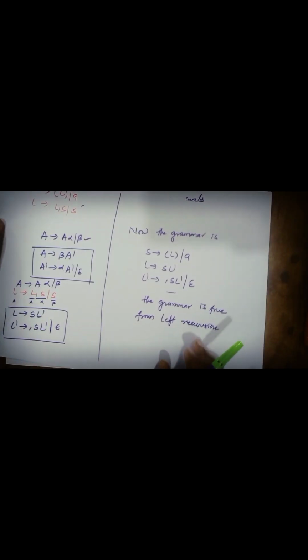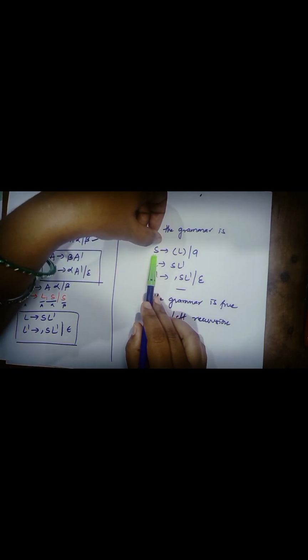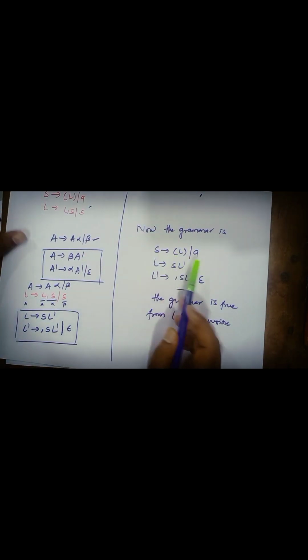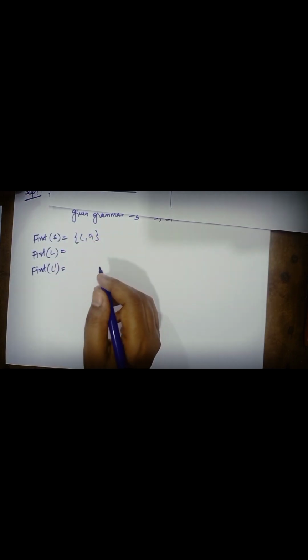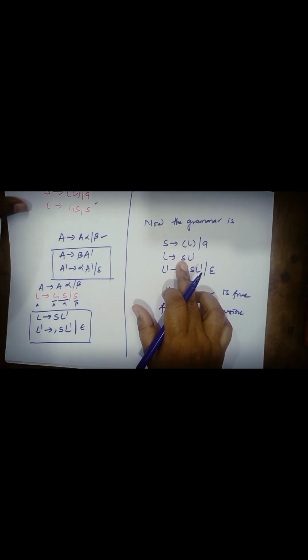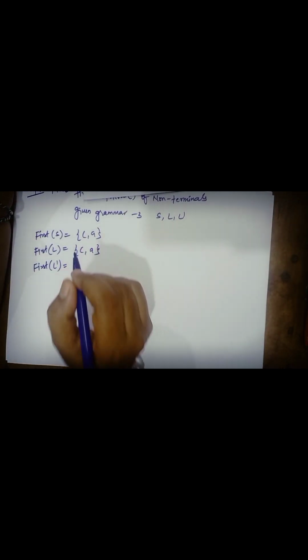First of S means we have to see the productions of S. See what productions we have in the given grammar. The first element of this production is the left parenthesis, and one more terminal we have, that is a. So the first of S becomes left parenthesis, a. Next, the first of L becomes the first of S, and we know the first of S is parenthesis, a.